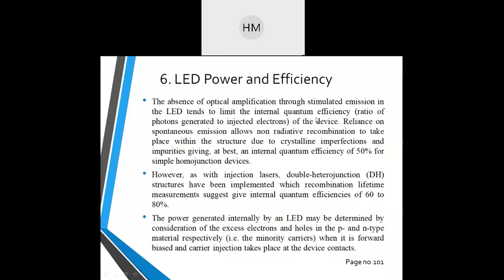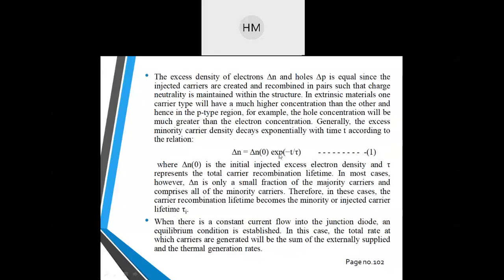Here we have spontaneous emission of light, and an internal quantum efficiency of 50% can be achieved for homojunction devices. However, homojunction और heterojunction तो सबको पता है. I have discussed that. So heterojunction structures. Students, please write this important point and this expression also.